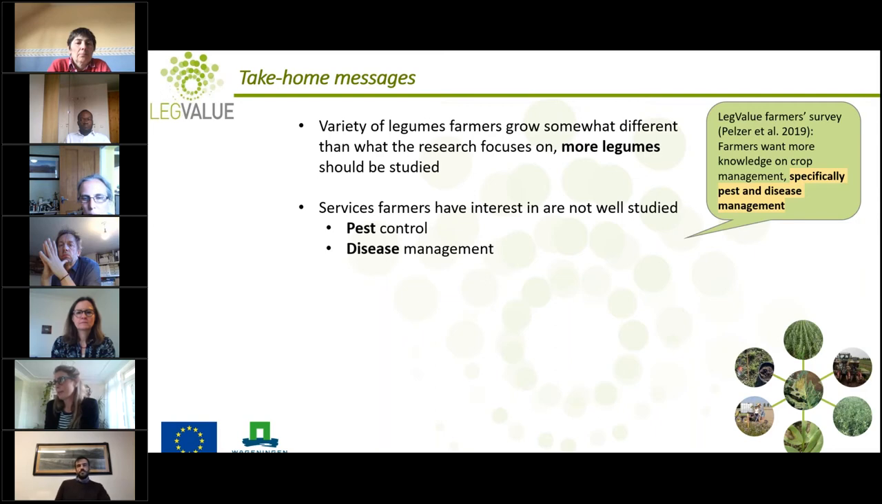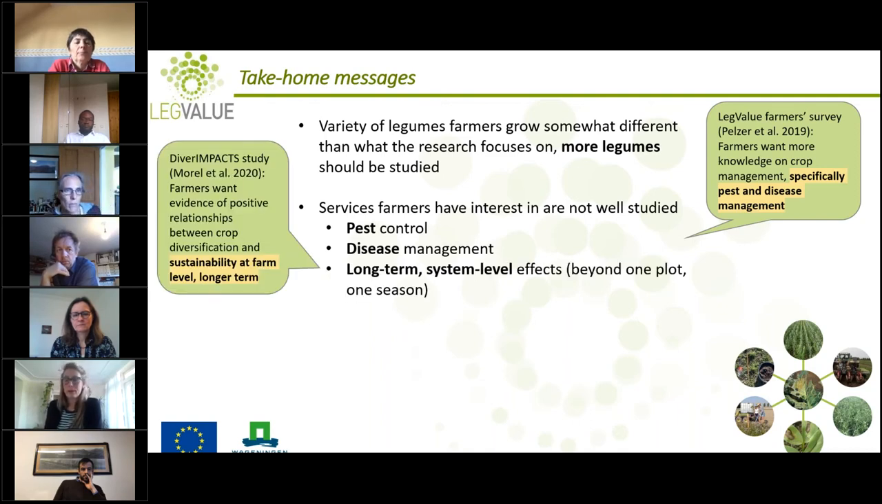A survey that was done a couple years ago, farmers said that they wanted more knowledge on crop management in general to be able to grow legumes better or to incorporate them more effectively into their systems. And pest and disease management was one of the things that they specifically called out as needing that information. And here we have this big gap in the literature. So there's an opportunity to redirect research to fill that gap to help farmers.